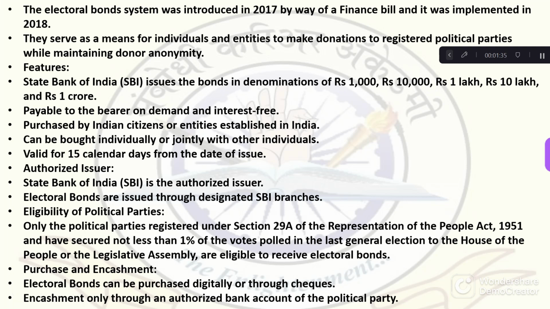That is, on electoral bonds we do not get any interest, and this electoral bond has to be redeemed by the political party within 15 days. For example, on 1st January an electoral bond is purchased and given to the political party. Then from 1st January to 15th January, within the 15 days, this electoral bond has to be redeemed. Now, how can you purchase these electoral bonds? You can purchase only through the bank, not through cash. You can only purchase it digitally or through a cheque through the banks.